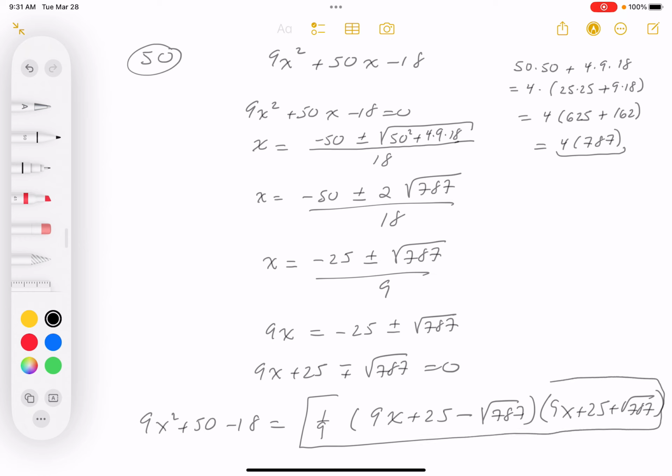I'm not going to check it, but what I am going to do is look at the answer key. I'm going to look at the answer key right now, and let's see what I got. We got 1/9, and I got 9x plus 25. Yeah, looks like I did okay. We're done. Thank you.